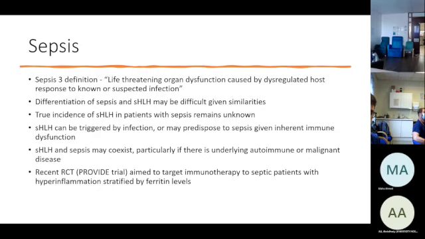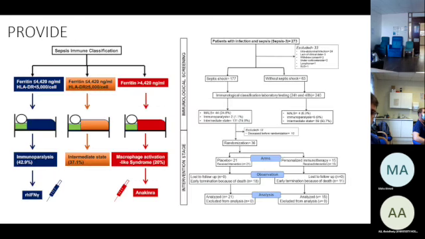There's a recent RCT that was published at the end of 2022, the PROVIDE trial, and they were looking at stratifying septic patients based on the degree of hyperinflammation by their ferritin levels, and they tried immunotherapy to see if it improved outcomes, which is what we were going to have a journal club about, but I'll just quickly show you briefly what the paper is all about.